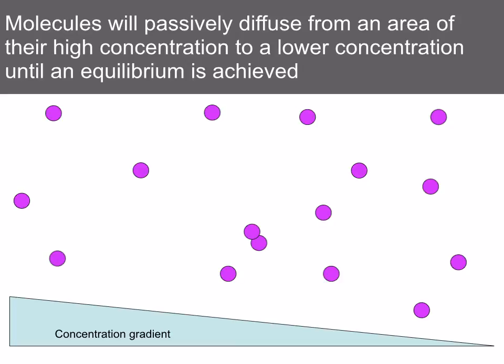equilibrium is achieved. Now, since all movement requires energy, it might be confusing to describe diffusion as passive. What I mean by passive is that the energy comes from the natural inbuilt motion, which is the kinetic energy of the particles, rather than from an outside source.